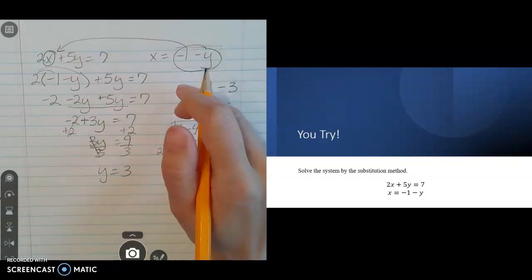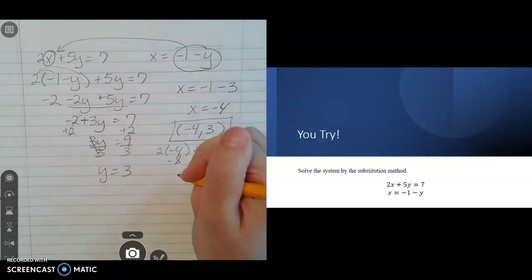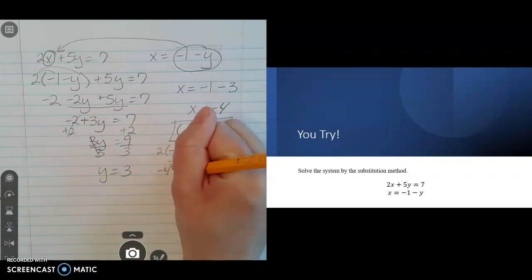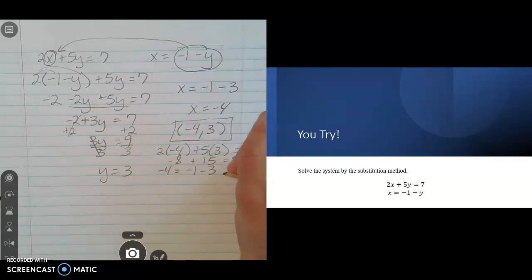For the second equation, the x value would be negative 4, and then we'll do negative 1 minus that y value of 3, and that also works. Okay, so that's how you can check your answers with substitution.